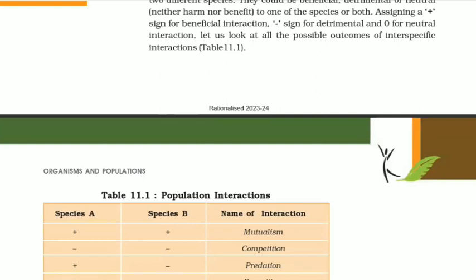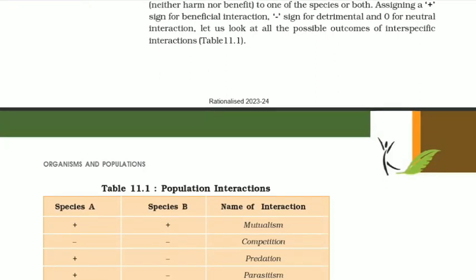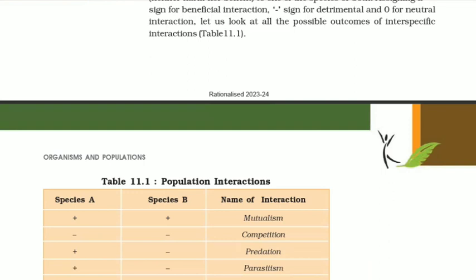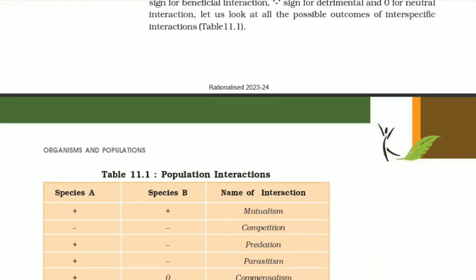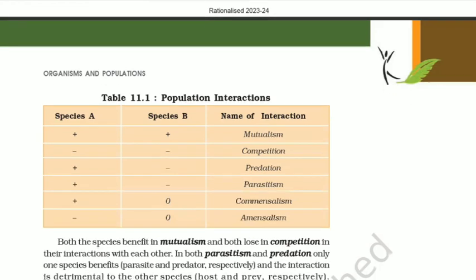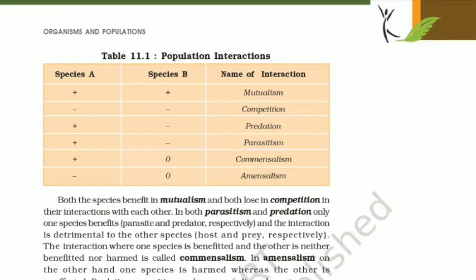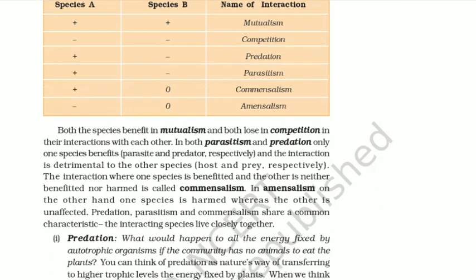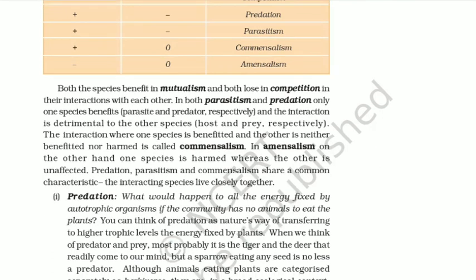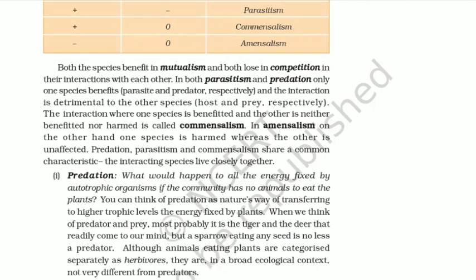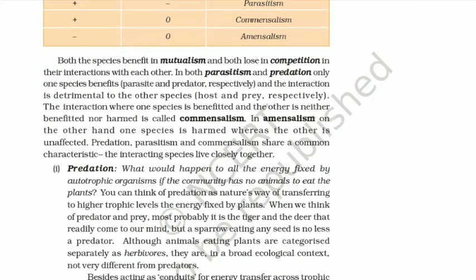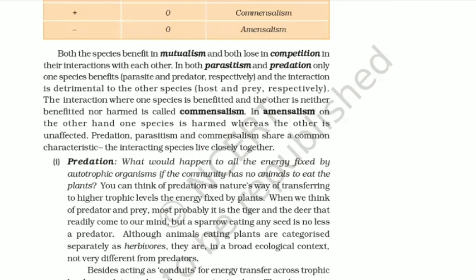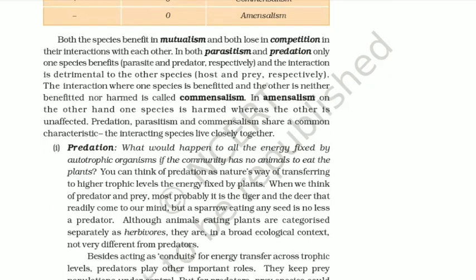Assigning a plus sign for beneficial interaction, minus sign for detrimental, and zero for neutral interaction. Let us look at all the possible outcomes of interspecific interaction. Table 11.1 shows the population interactions. You can have a look at the same. Both the species benefit in mutualism and both lose in competition in their interactions with each other. In both parasitism and predation, only one species benefits, that is parasite and predator respectively, and the interaction is detrimental to the other species, that is host and prey respectively.